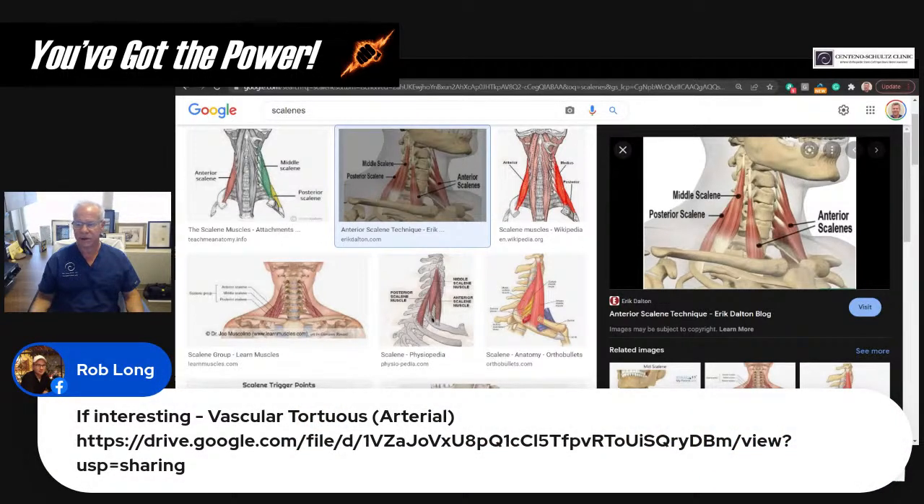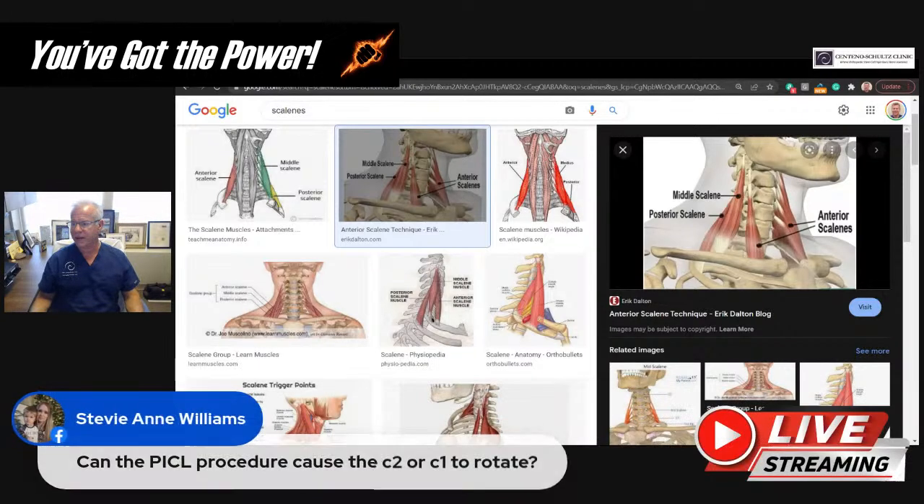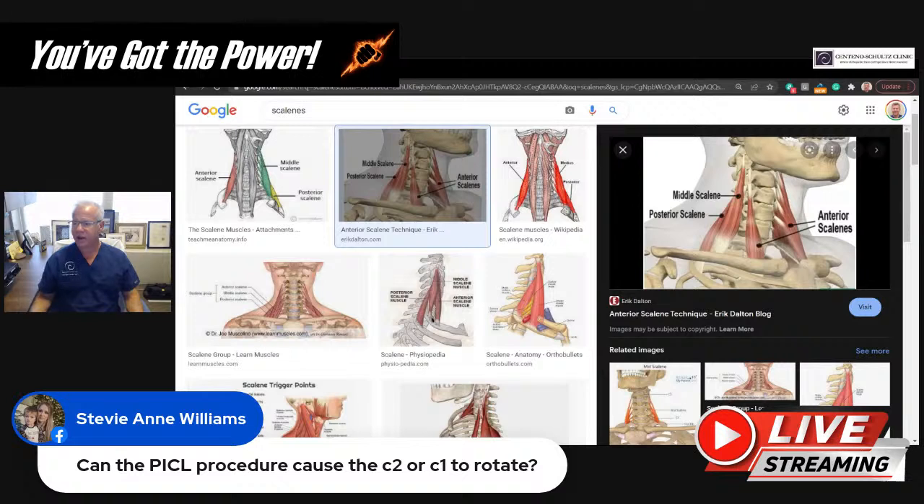Vascular, tortuous, arterial. Okay, Rob, I'll take a look at that. But again, I need to know specifically what we're talking about there, because sometimes a tortuous vertebral artery may be what you're talking about, and that can be seen in some patients that have CCI. So maybe that's what we're discussing here.